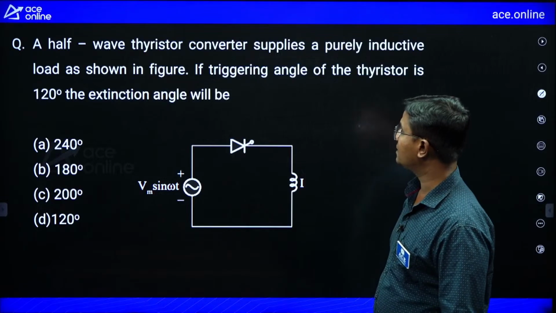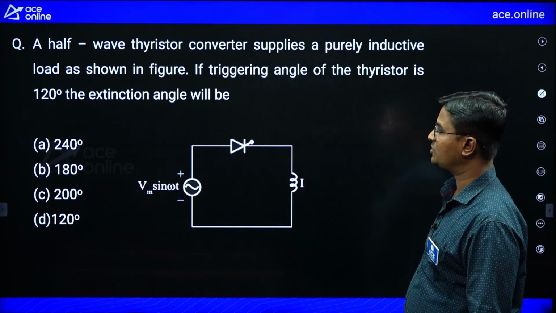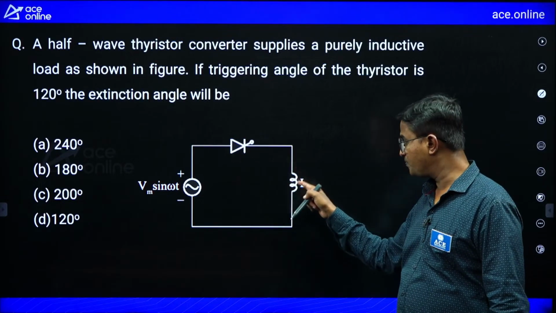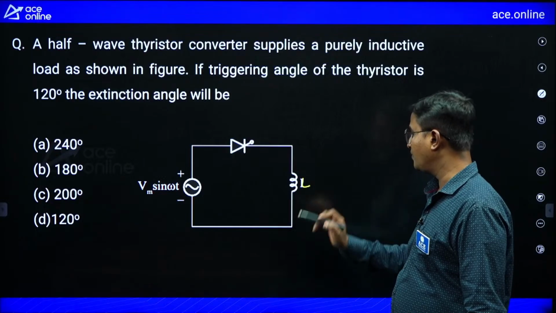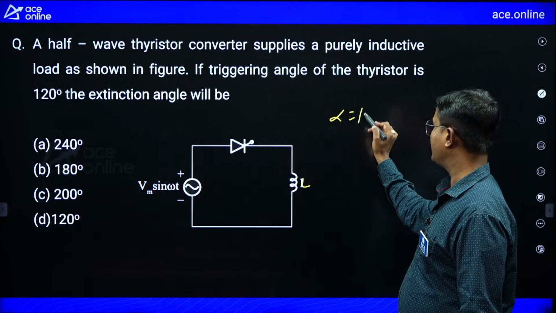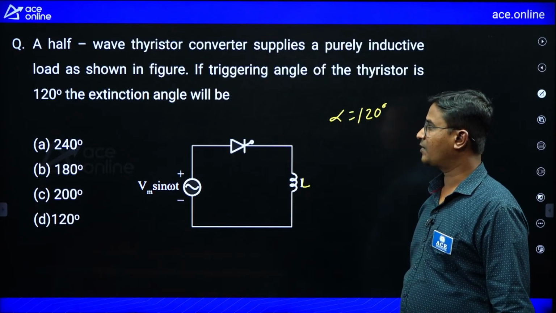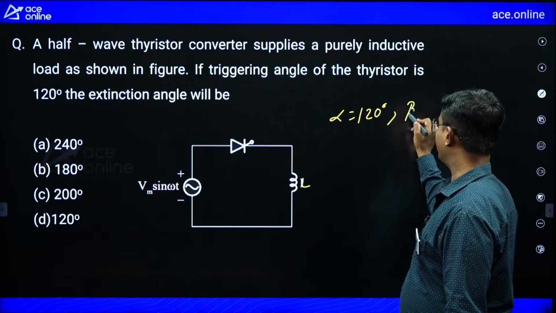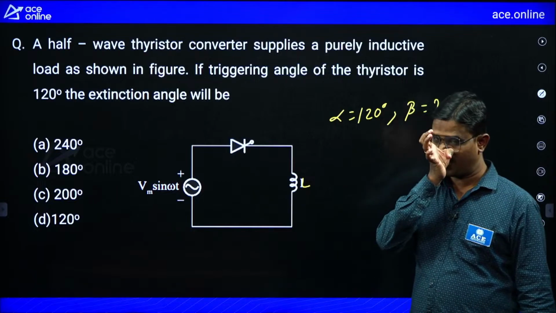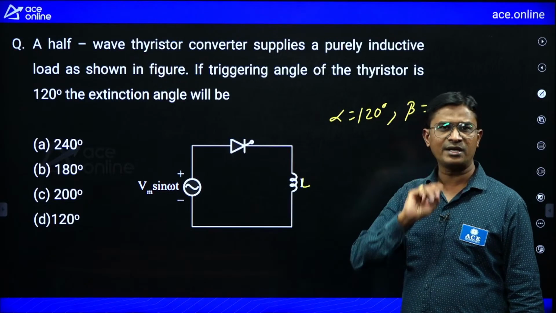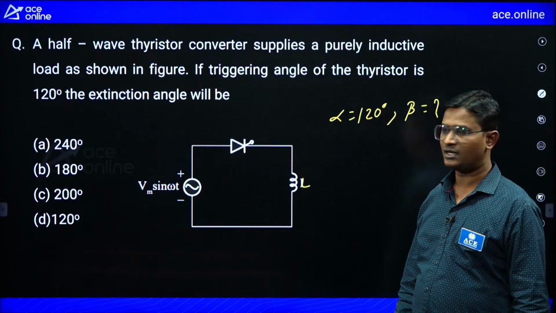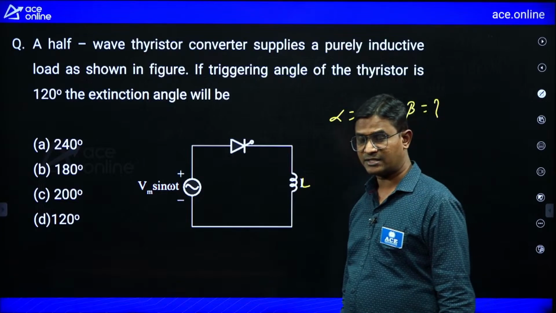a half-wave thyristor converter supplies a purely inductive load as shown in the figure. Single phase half-wave controlled rectifier, the load is purely inductive. If the triggering angle of the thyristor is 120 degree, meaning alpha is 120 degree, then what is the extinction angle beta? As I said, in single phase half-wave rectifier, the important loads are R load and purely inductive load. So they have asked these types of questions on purely inductive load. What is the extinction angle beta here?